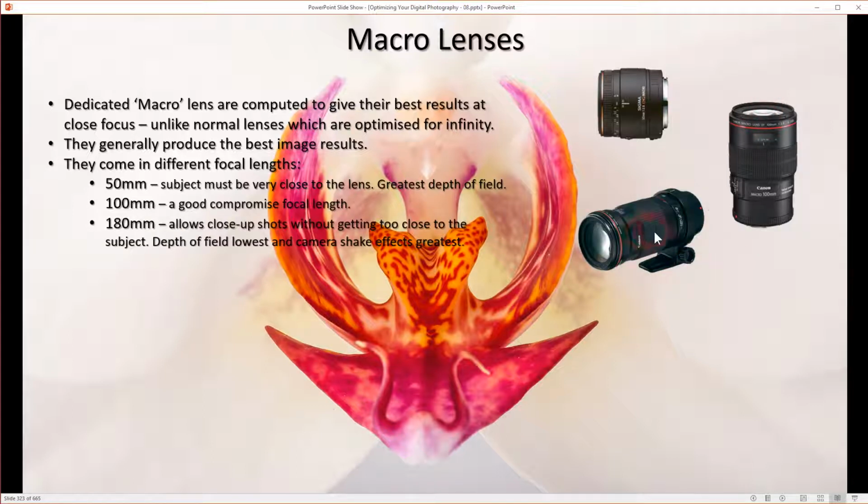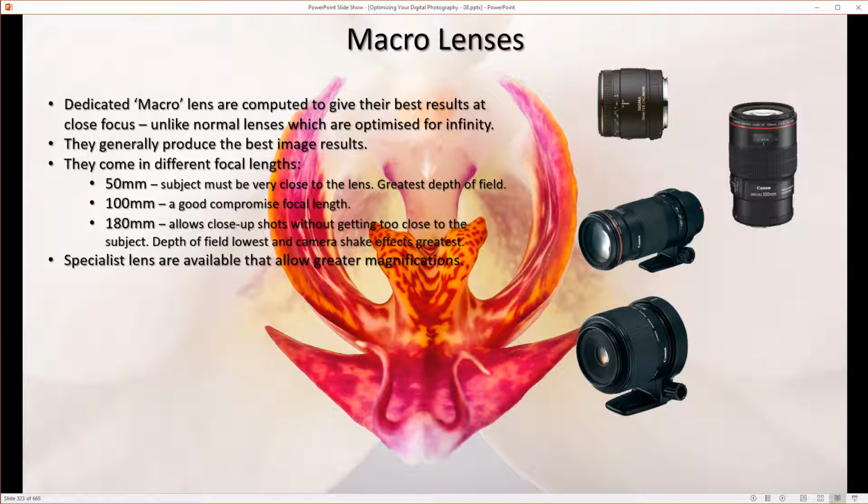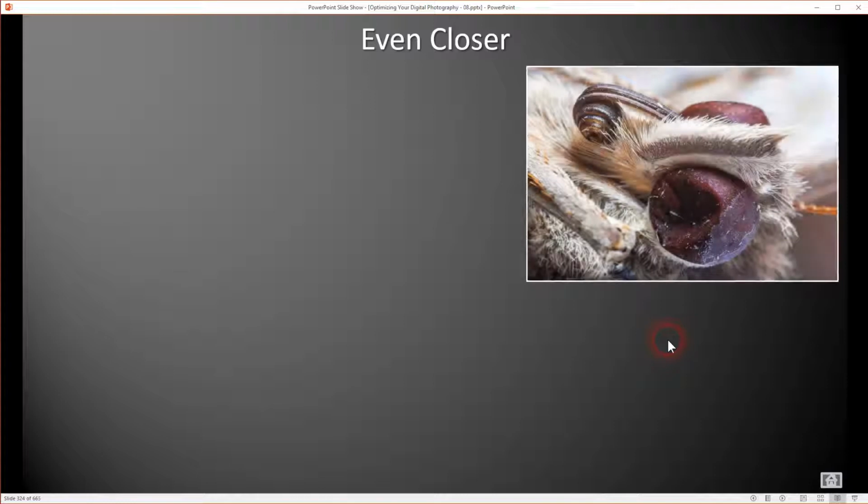Some of them go up to 180 or 200mm macro, and these do allow you to get a lot further away from the subject, but again the depth of field will decrease and the effects of camera shake will increase. So although they are good for certain things, they do induce other problems when you're taking macro shots. And there are lenses available that will allow you to go even closer. This is about 1 to 5 times magnification. You can go even closer.